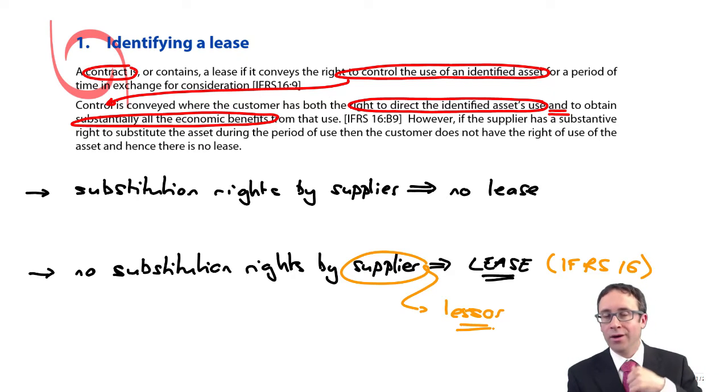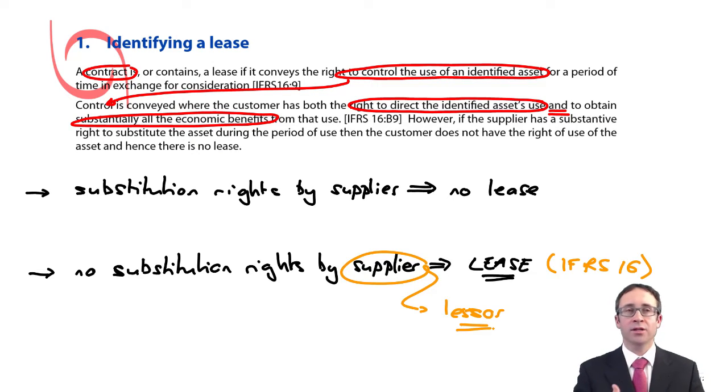Control means therefore an identified asset and being able to direct the use of it. That should then give you substantially all the economic benefits, and then you need to think about these substitution rights. If the supplier can substitute the asset for a similar asset from the rest of the fleet, then there is no lease. However, if the supplier cannot substitute the asset and you have, if you like, sole use of that asset, then it is a lease.